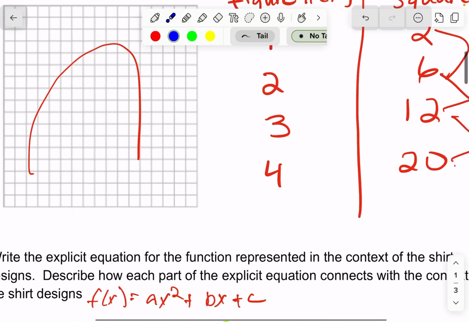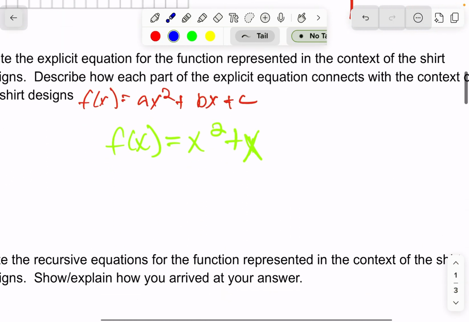And that turns into math. We translate that into math speak and we get n squared plus n. And that ends up being our final explicit equation. So, all right, now let's move on to writing the recursive equation.